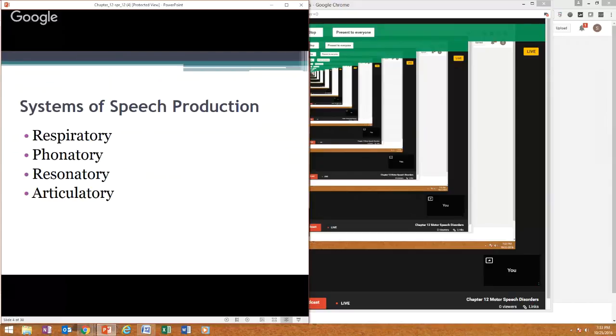Then the resonatory system, which regulates the resonation or vibration of the airflow as it moves from the pharynx into the oral or nasal cavities. Resonance refers to the effect of the shape and size of the vocal tract on sound quality. And an important aspect of vocal resonance is whether the nasal cavity is used as a vibrating chamber or not.